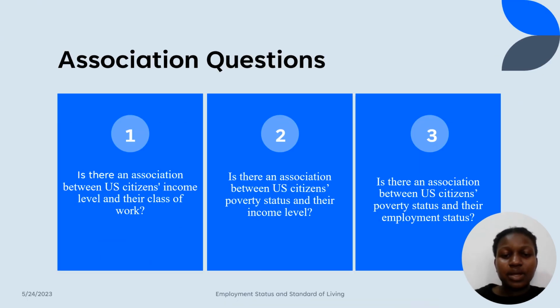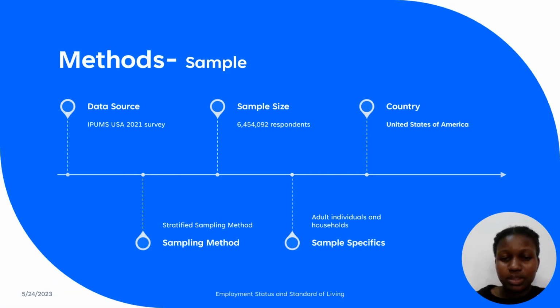To further understand my research question, I came up with three association questions. For my research question, the explanatory variable is the employment status, while the response variable is the standard of living. So in my associations, I'm exploring the association between income level and class of work, the association between poverty status and income level, and the association between employment status and poverty status.